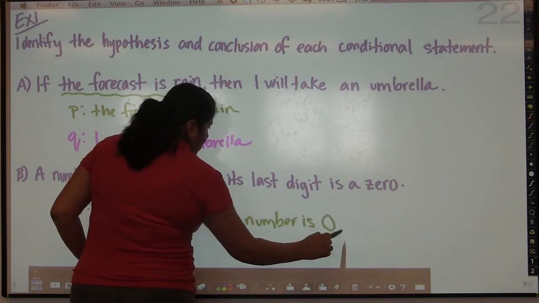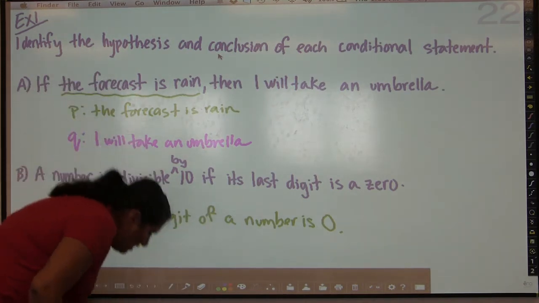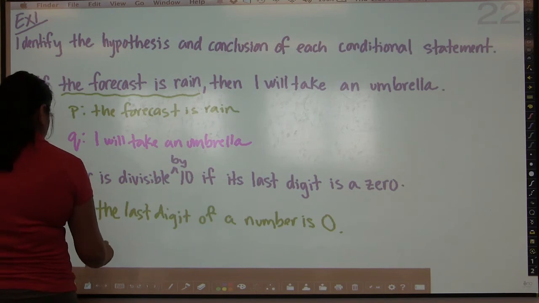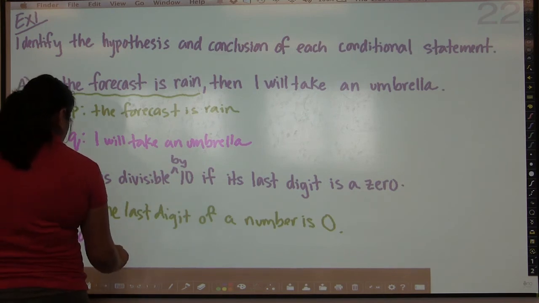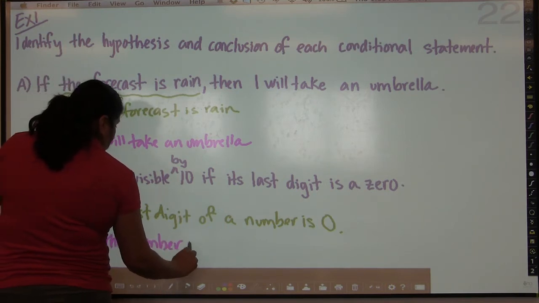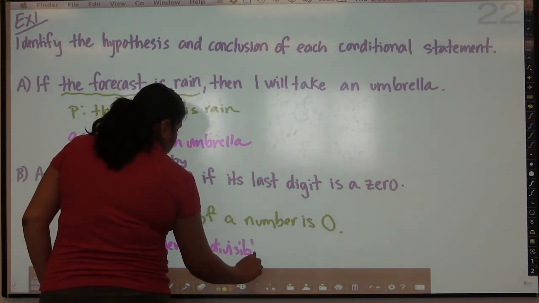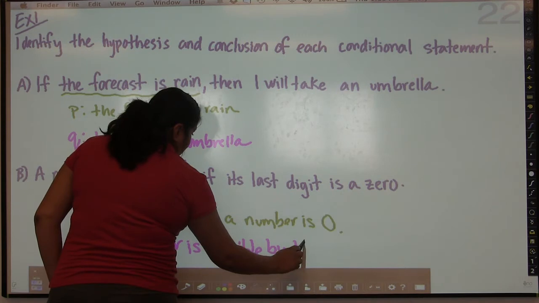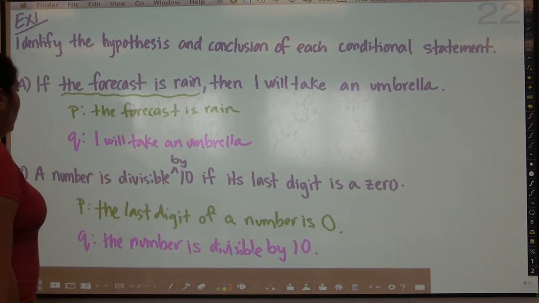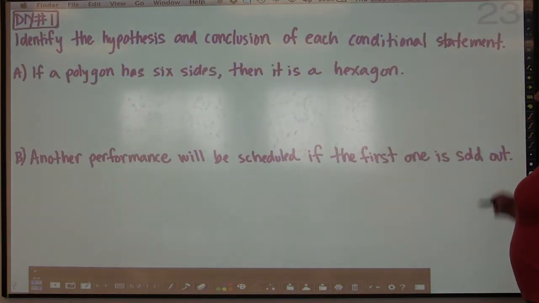That would be our hypothesis. And then our conclusion is that if that's the case, then the number should be divisible by 10. So our Q is that the number is divisible by 10. And I'll write that the right way this time. Okay? So that's how you do that. It's not really complicated, but you do have to write it all out. So there you go. We can now let you try these two.